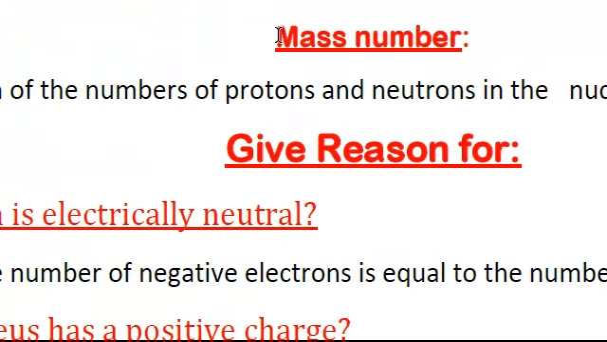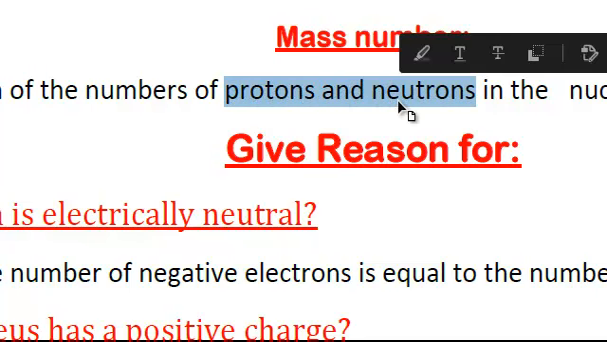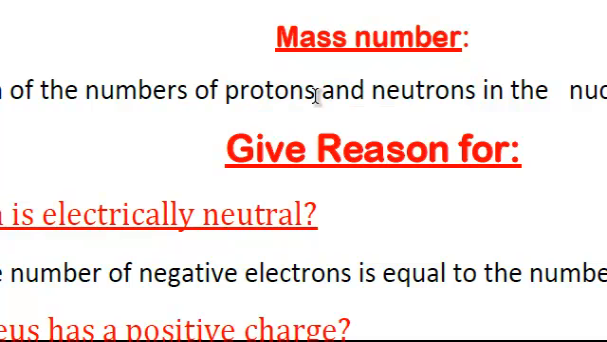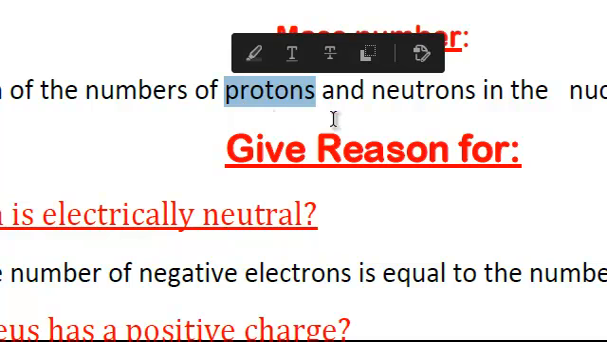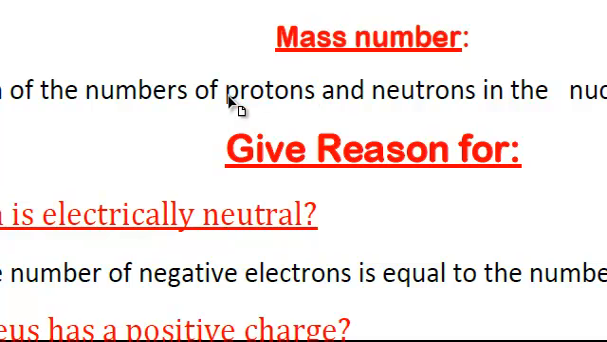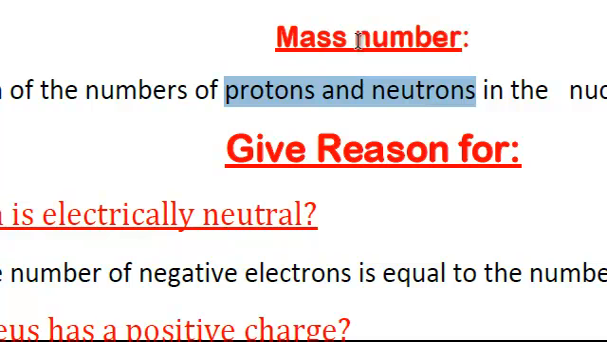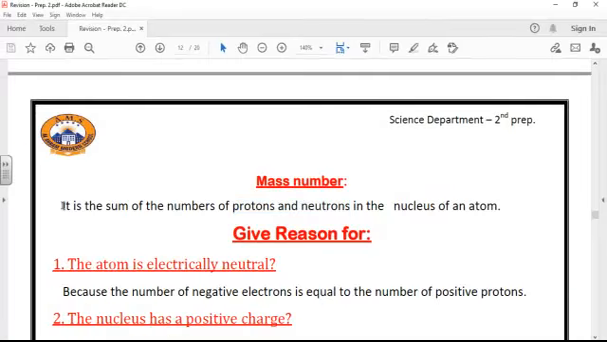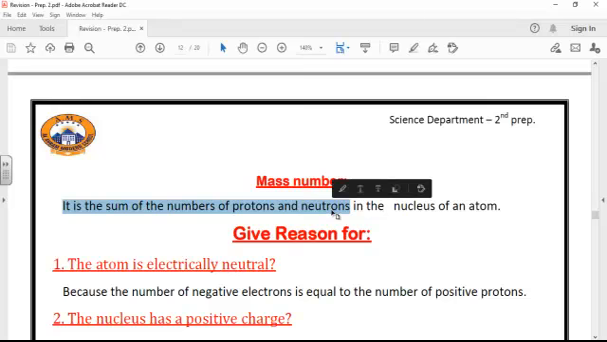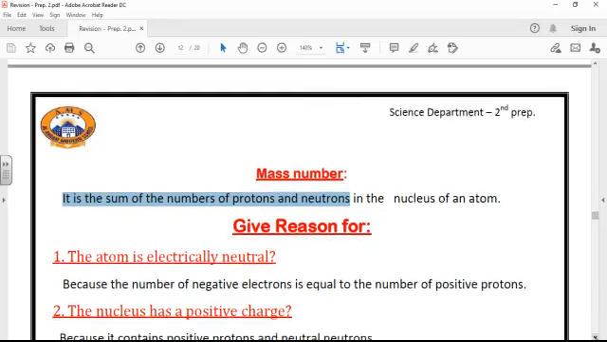Now go to the mass number. If you count the number of protons and neutrons inside the nucleus, we call them the mass number. To differentiate between them: if you count the protons only, we call it atomic number. If you count protons and neutrons, we call it mass number. So mass number is bigger than the atomic number. Mass number is the sum of the number of protons and neutrons inside the nucleus.